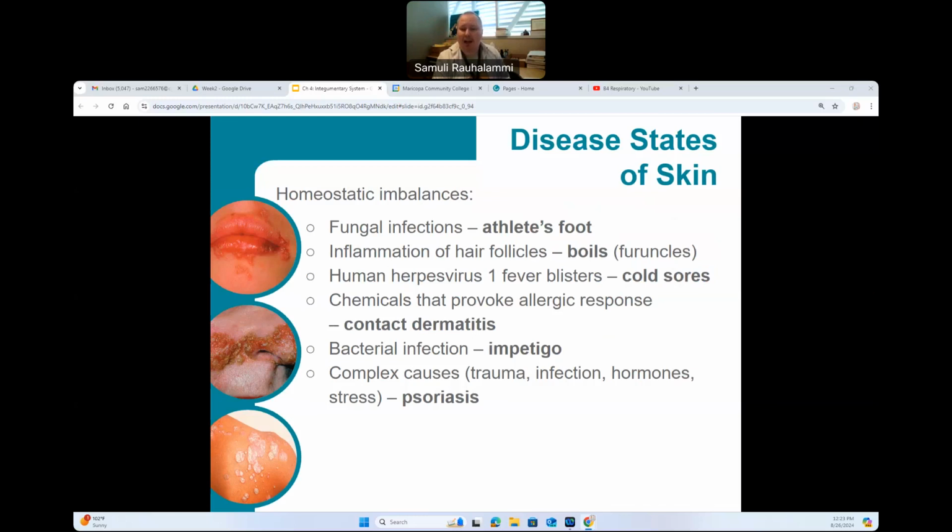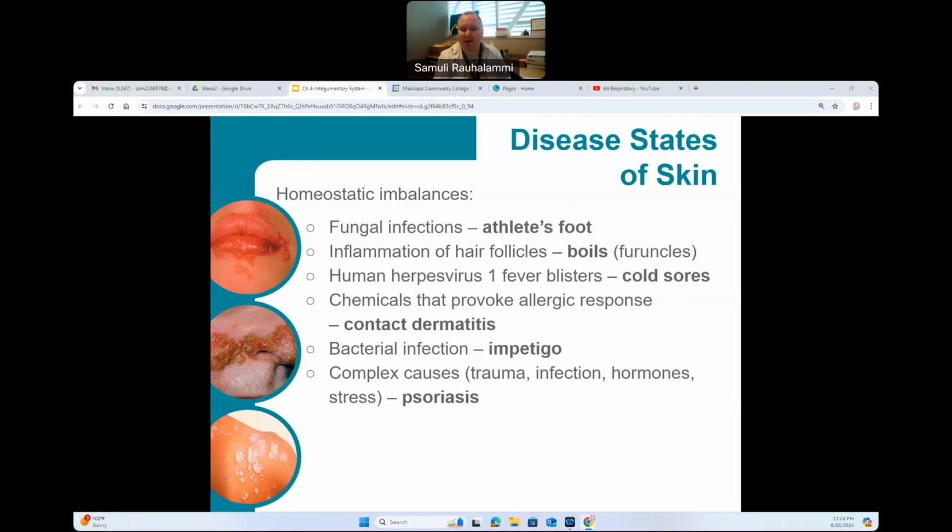When we talk about contact dermatitis, we're talking about a condition caused by exposure to chemicals that provoke allergic responses. In response, itchiness, redness, and swelling of the skin are very characteristic signs and symptoms. The next picture, the one in the middle of this series, is an example of impetigo, which is caused by a bacterial infection, resulting in pink, fluid-filled raised lesions around the mouth and nose region.